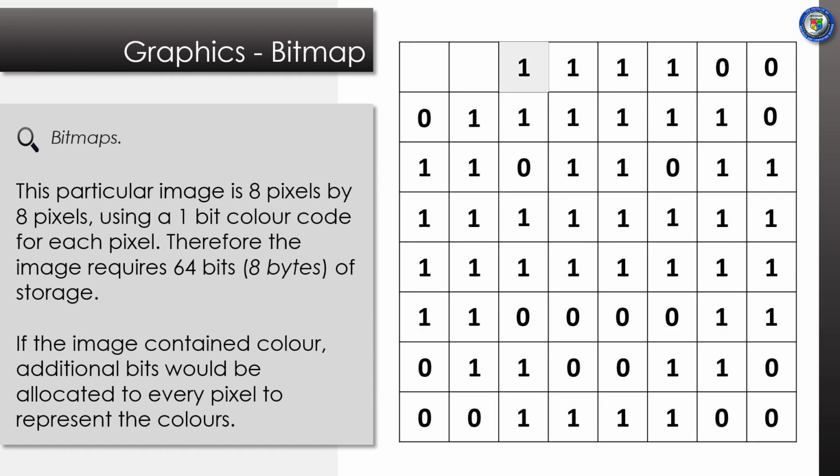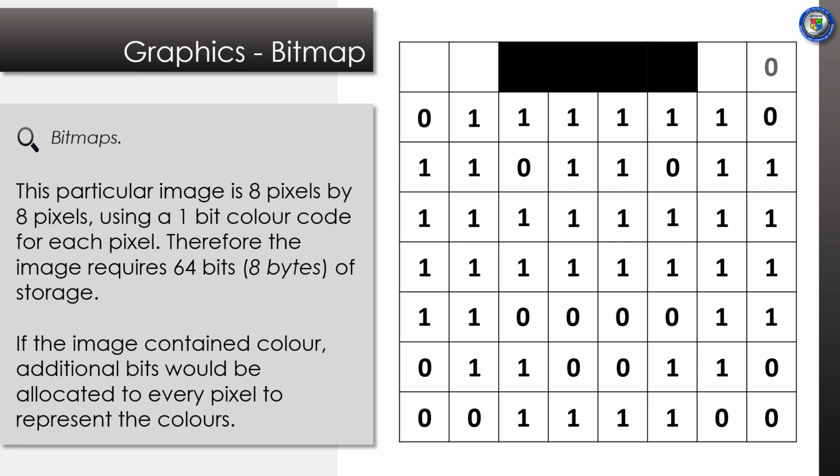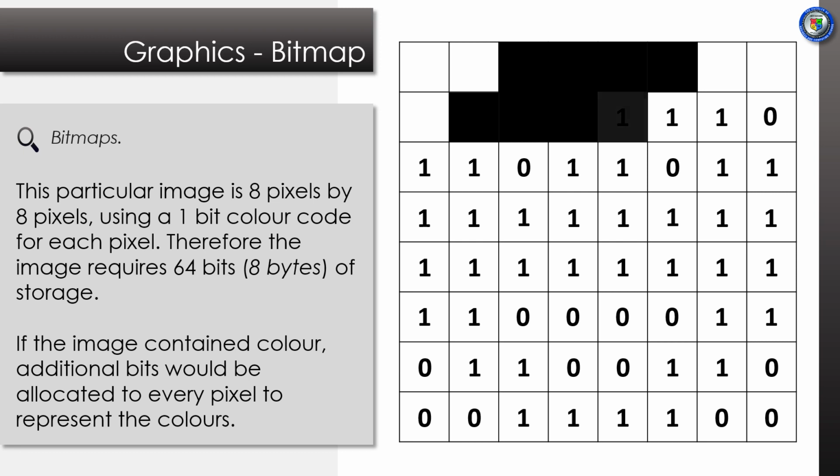This diagram shows the same example, only it shows the bitmap of the graphic. Within the grid we see the binary values. A 0 representing a white pixel and a 1 representing a black pixel.